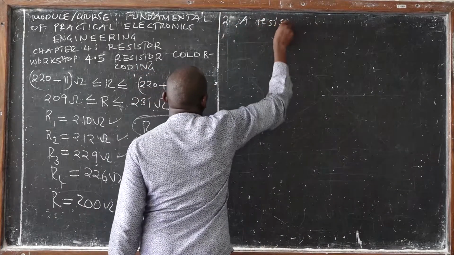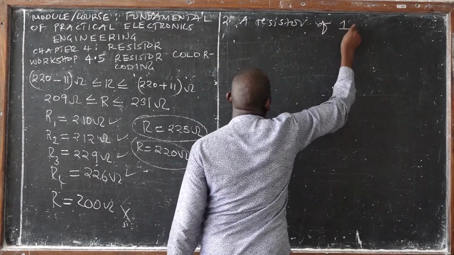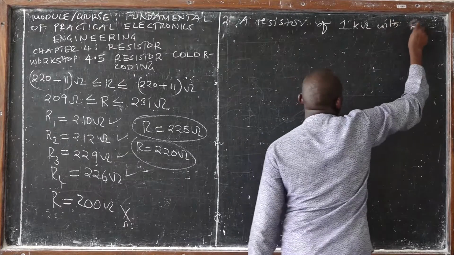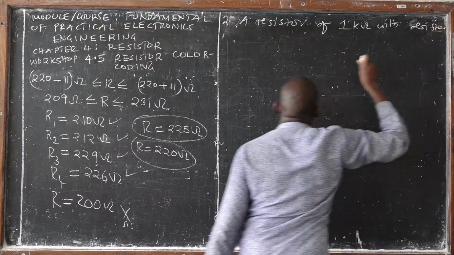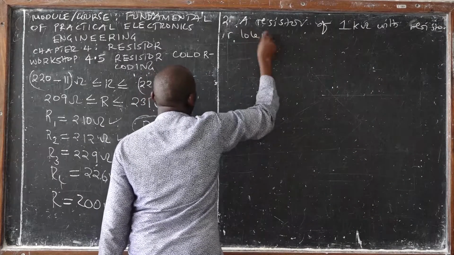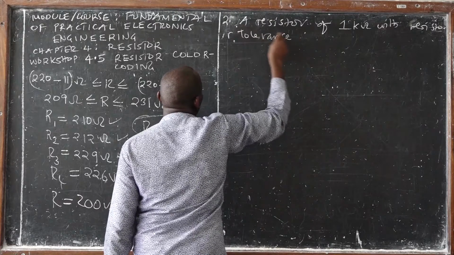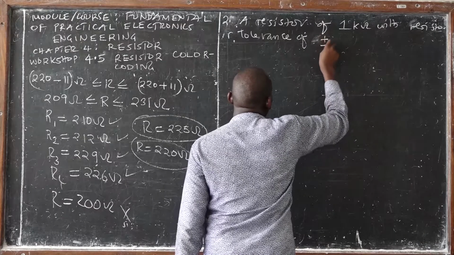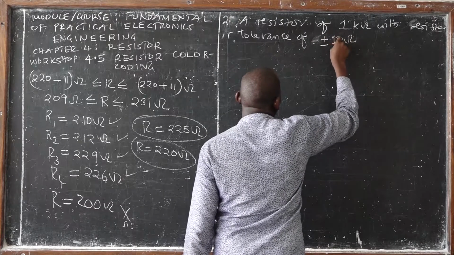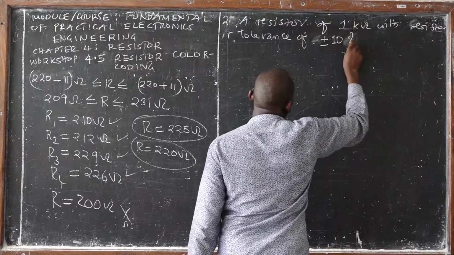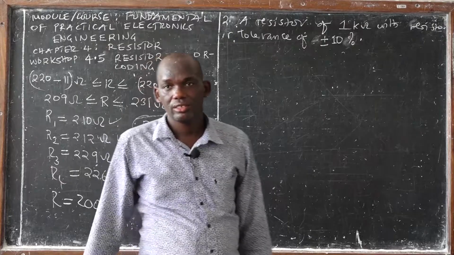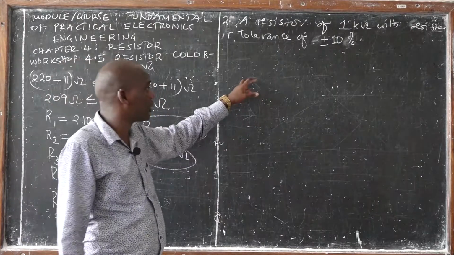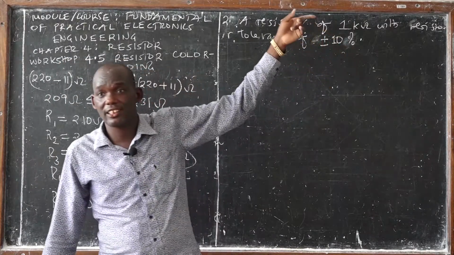A resistor of 1 kilo ohm with a resistor tolerance of plus or minus 10%, sorry. Okay? So let us start this one. Let's understand the concept of tolerance. So what is the tolerance of this resistor? 10%. Plus or minus 10 what?